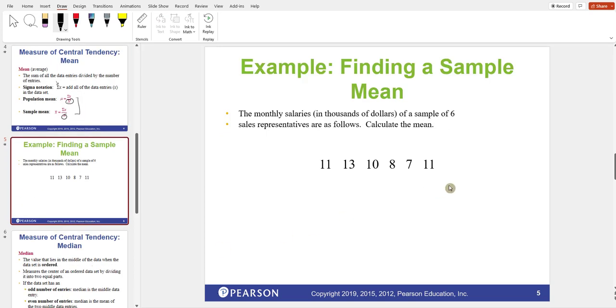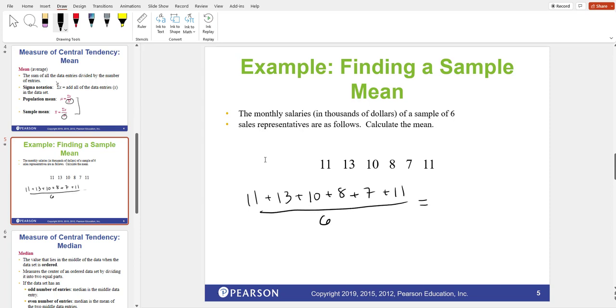So let's look at this example. It says the monthly salaries in thousands of dollars of a sample of 6 sales reps are as follows. We're going to calculate the mean. So we're going to add these data values up. As you can see, we have a total of 6 data values. When I add them up, I get 60. I divide by 6 and I get the number 10.